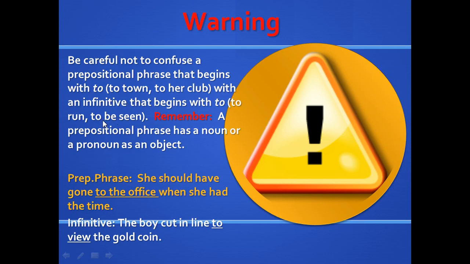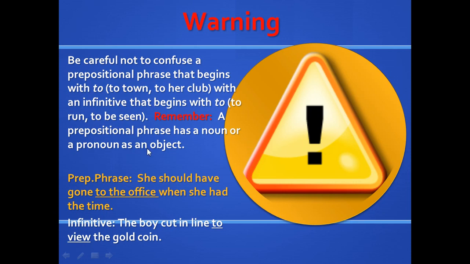Do not confuse this to with this to. Here to comes before a noun or a pronoun. This is a prepositional phrase. We do not say here this is also a prepositional phrase. Why? Because the prepositional phrase is made out of a preposition plus a noun or a pronoun. But here we have a verb. So it's not a prepositional phrase, it's infinitive.